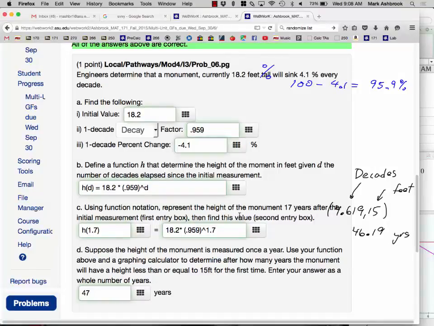Anybody have a question on this example? Okay, cool.